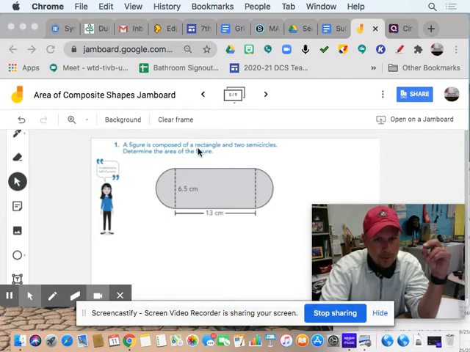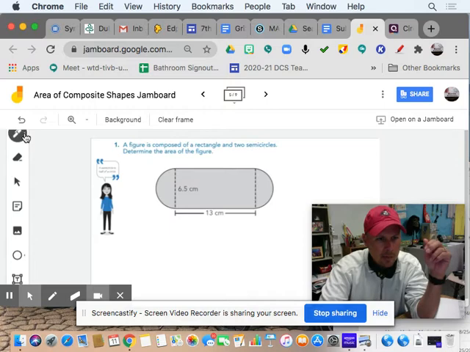So a figure is composed of a rectangular shape in the middle and then 2 semicircles. And the semicircles, clearly, are going to be half circles. So determine the area of the figure. As you look at this, you should be able to tell that this piece right here is 6.5 centimeters and that this across here is 13 centimeters.